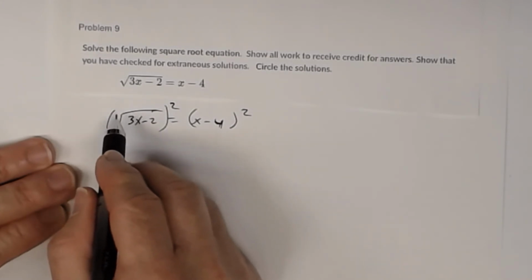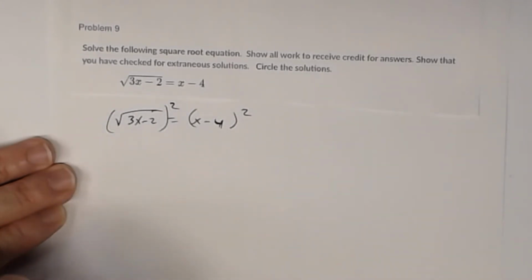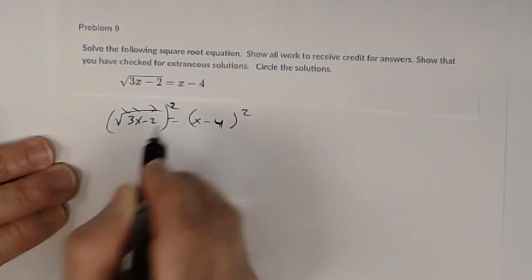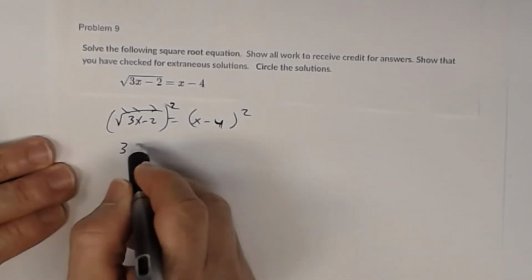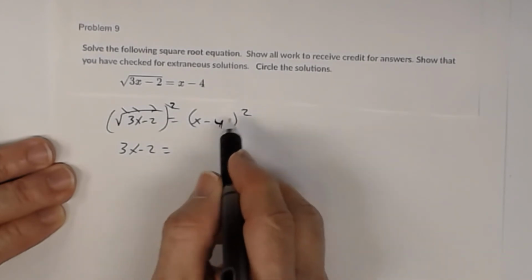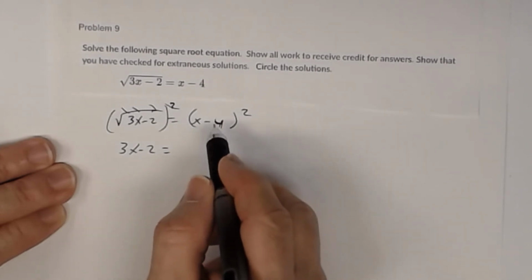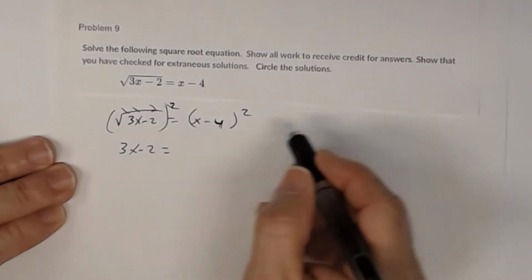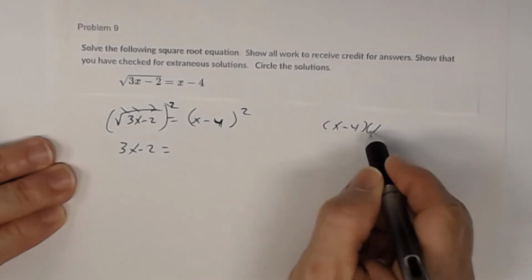So if this is a square root, the index is 2, the exponent has to be 2. And so therefore these will undo each other. And so you get 3x minus 2 equals, and then you have this binomial squared. So you're going to FOIL this out. So x minus 4 times x minus 4 is what you're thinking about.